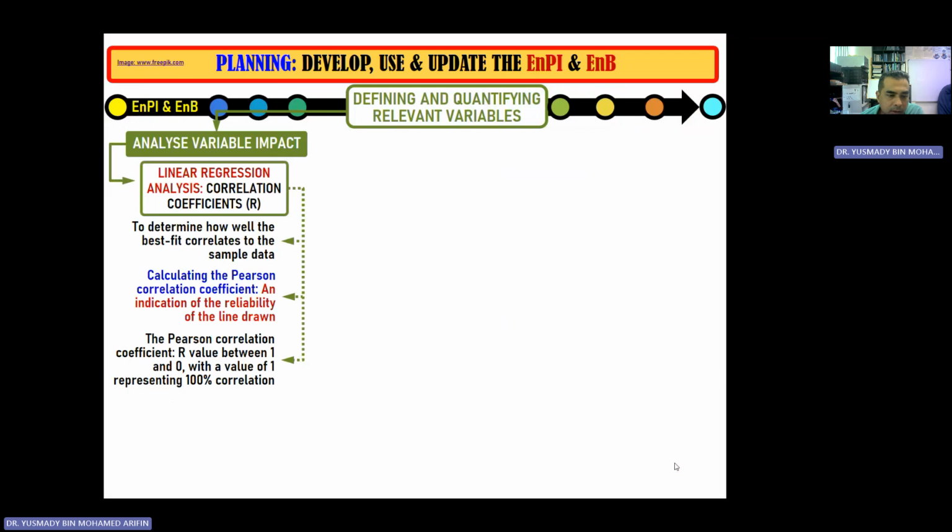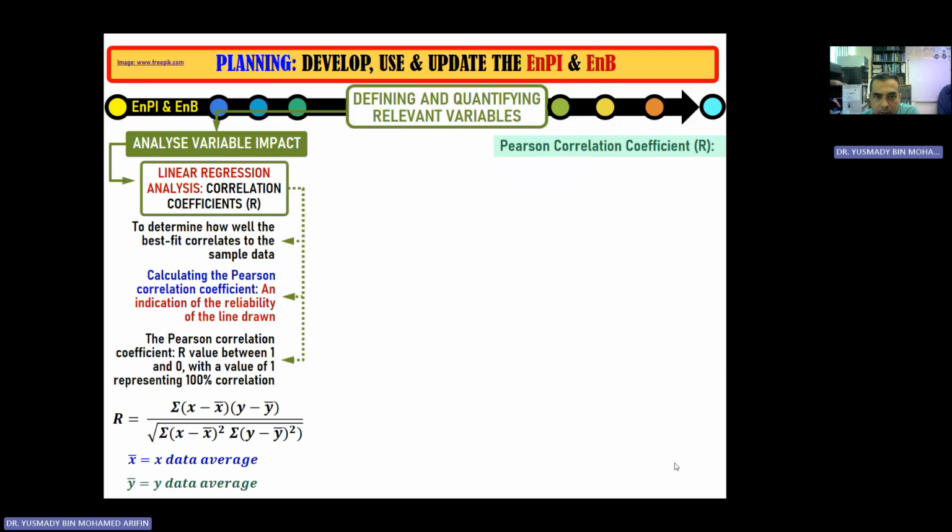The Pearson correlation coefficient is referred to as the R value. The R value will be between 0 and 1. A value of 1 represents 100% correlation, which is good. The value of R can be calculated by using this equation: sigma of x minus x bar, y minus y bar, where x bar refers to the average value of x data and y bar refers to the average value of y data, divided by the square root of sigma x minus x bar squared multiplied by sigma y minus y bar squared.